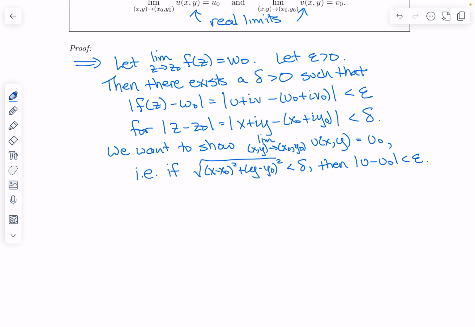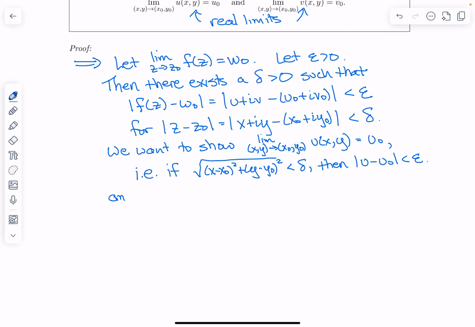So notice that when I'm talking about the distance between x and y and the point x0, y0, that has to be the two-dimensional Euclidean distance between those points. Whereas when I was talking about the distance between z and z0 in the limit of f of z, then that's actually the modulus, or the complex length. Okay, so that's the first limit that we want to show.